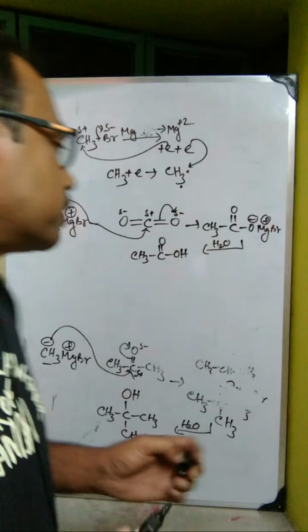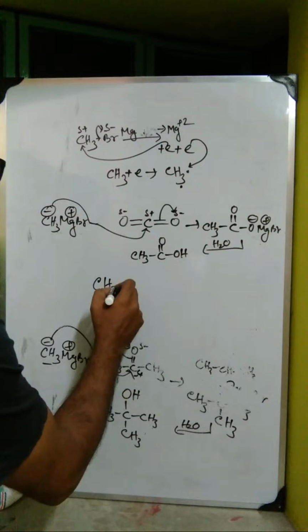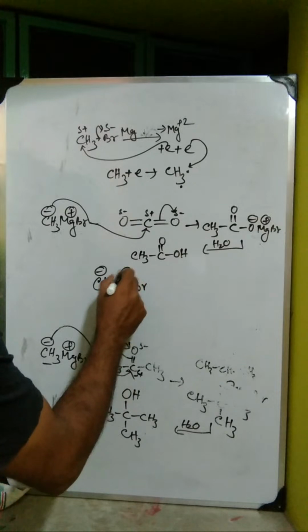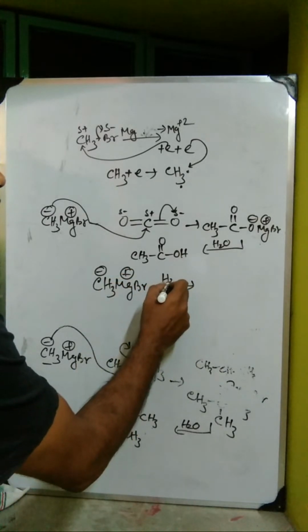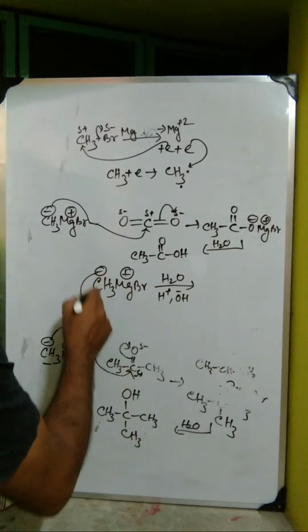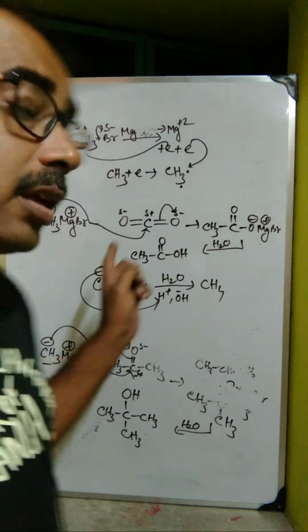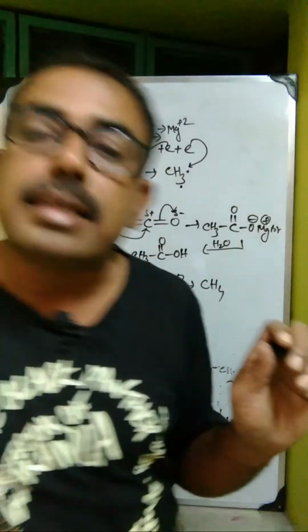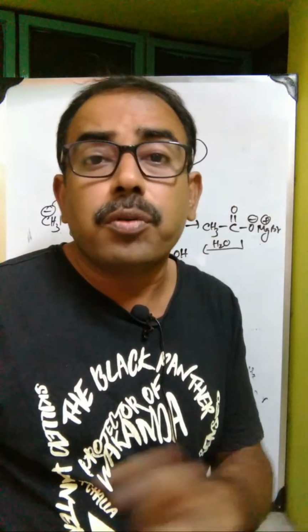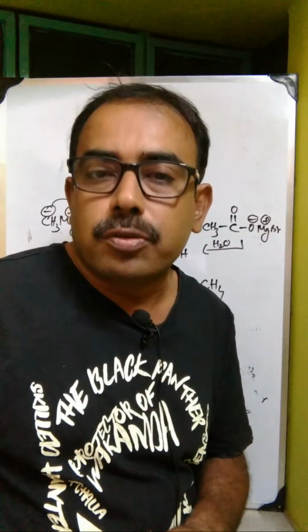Now what happens when Grignard reagent is treated with water directly? Grignard reagent cannot be kept in water. Why? Because with CH3 minus and Mg plus Br, water will dissociate into H plus and OH minus, and the CH3 will combine with this H plus to form methane. If you take ethyl magnesium bromide, then ethane will be formed. Any alkyl group will combine with the H plus ion that comes from water to form an alkane.